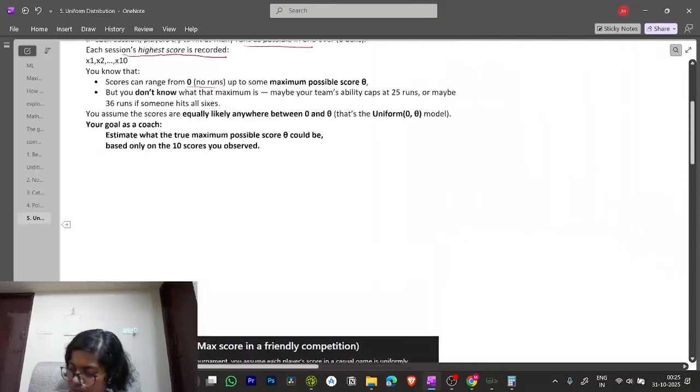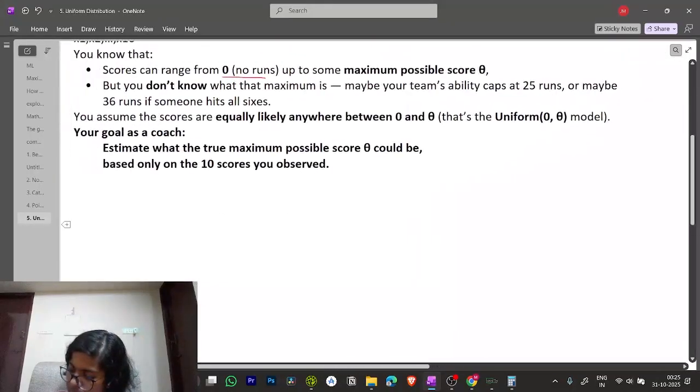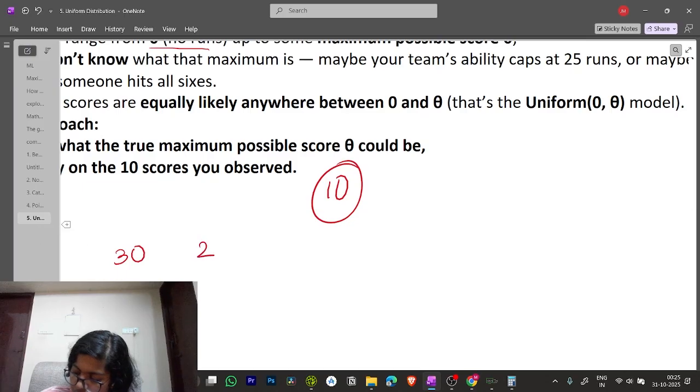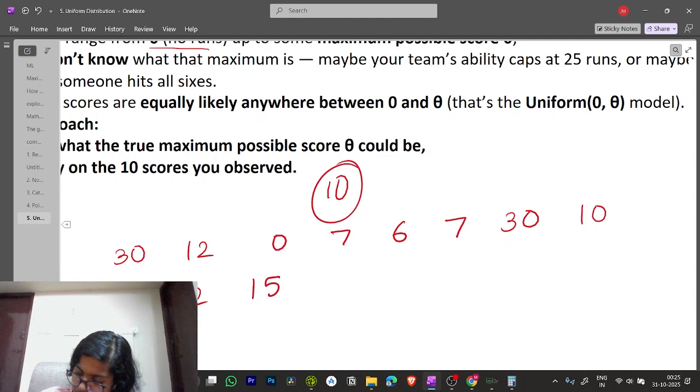So let's say I have 10 players who hit 30, 12, duck out, 7, 6, 7, 30, 10, 12, 15, 6. Oh, I think I wrote more than 10. 5 here and then this 5 here.